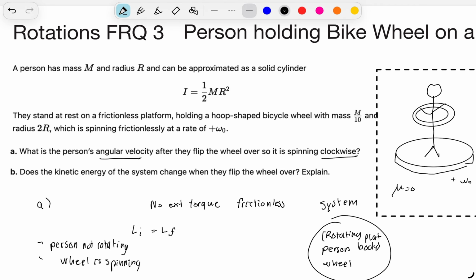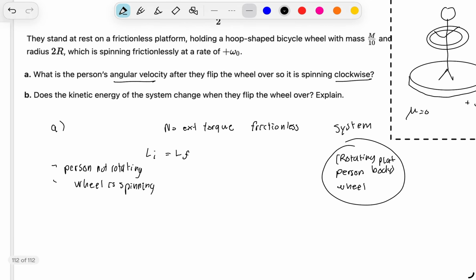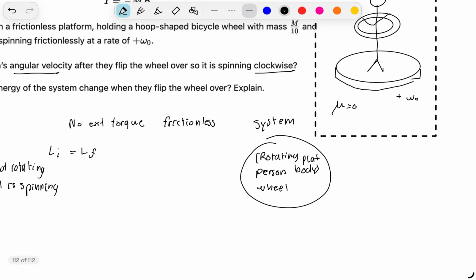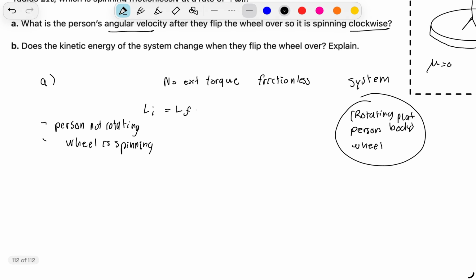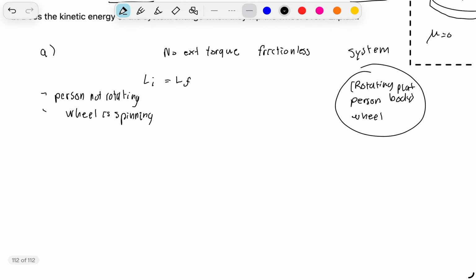So what is the person's angular velocity after they flip the wheel over so that the wheel is spinning clockwise? Well, we know we have no external torque because this is going to be a frictionless system, which includes the rotating platform, person, body, and the wheel. So we set L initial equal to L final. Now for our initial angular momentum, the person is not rotating, so they're going to contribute 0, and we know the wheel is spinning.